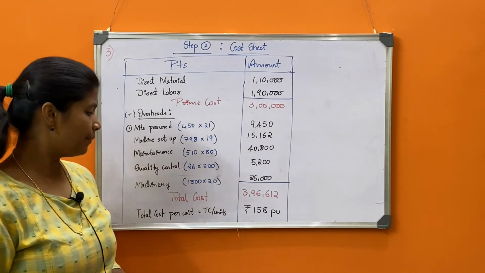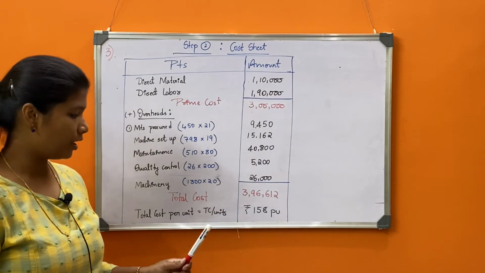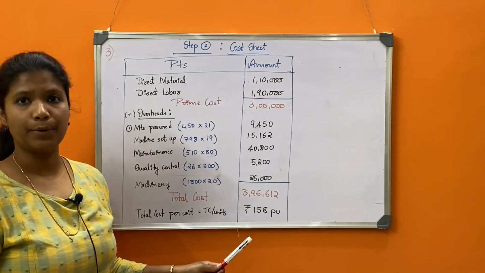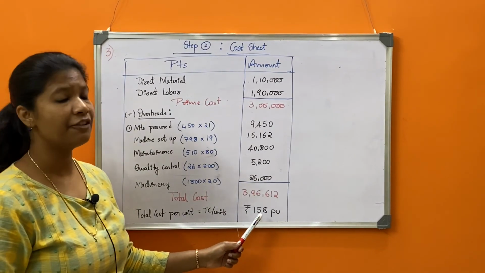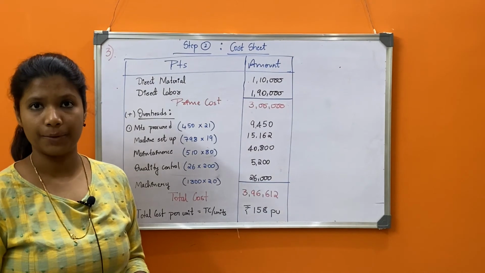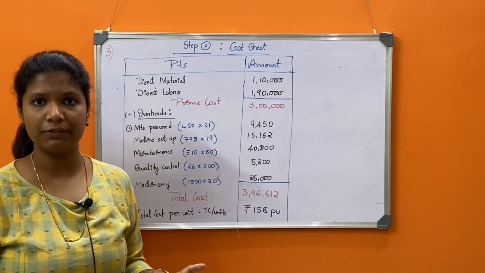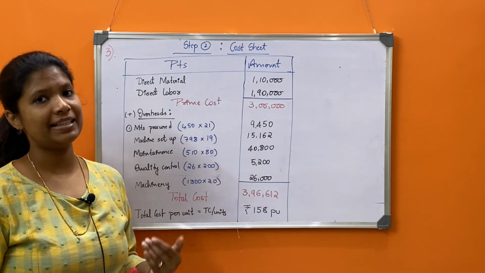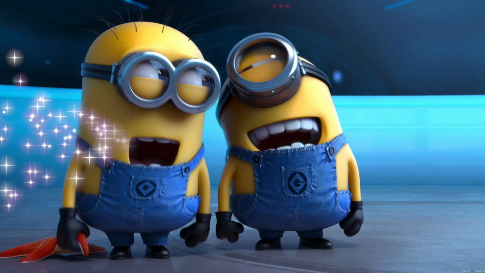3,96,612. Now we have to find out the cost per unit of the product. What is per unit? Total cost divided by the units produced. Once we divide that, we get rupees 158 per unit. So this question is quite simple. All the details are given in the question. Just need to implement step 1 and step 2. So with this we complete our question number 3.